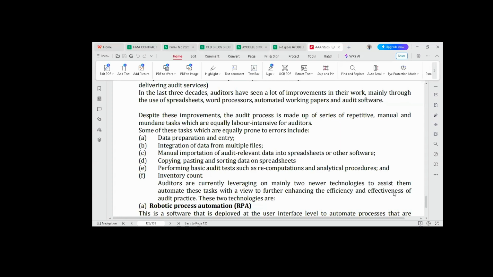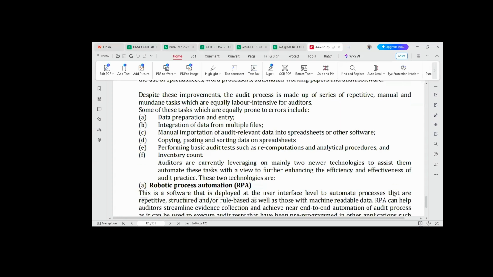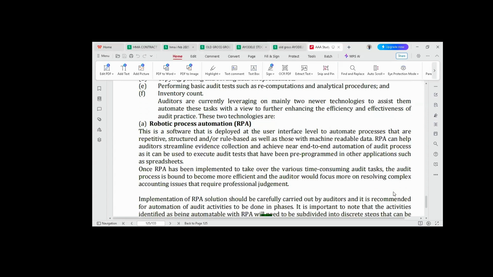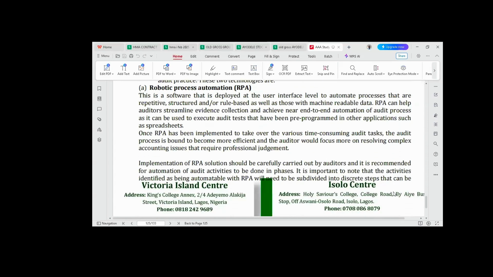Perform basic audit tests such as recomputation, analytical procedures, and inventory count, okay? So these are some of the repetitive tasks that robotic process automation has come to handle, while the auditor focuses on all areas of the business. Okay.